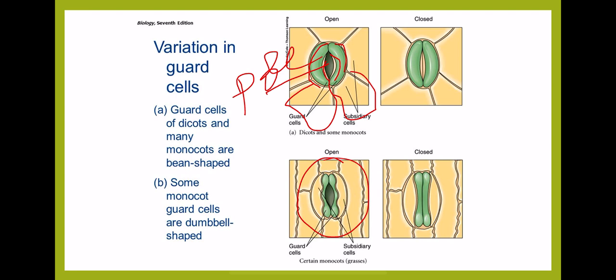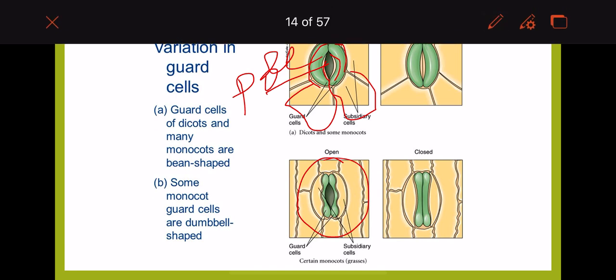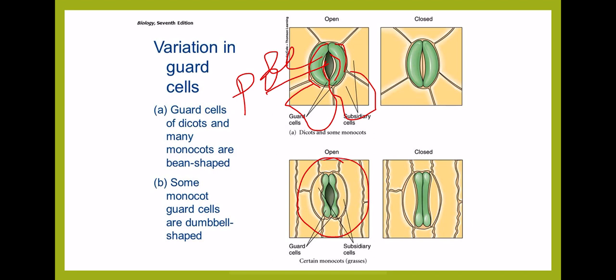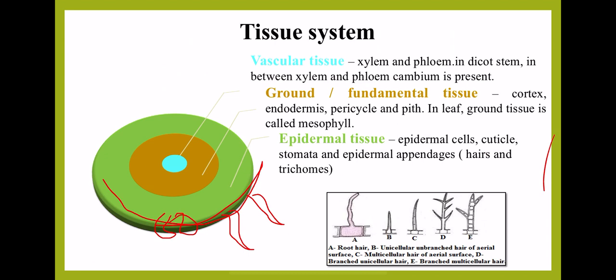So the main difference is that dicot stomata are kidney shaped, whereas monocot stomata are dumbbell shaped. This is about stomata, and the main function of the stomata is to regulate the transpiration and help in the gaseous exchange.